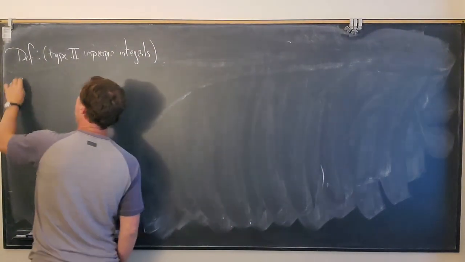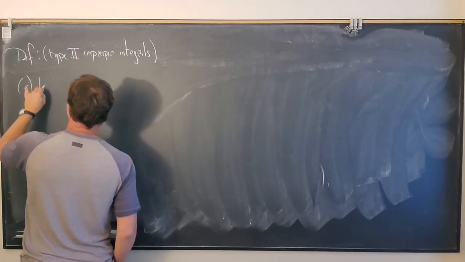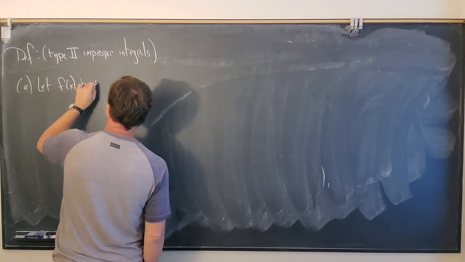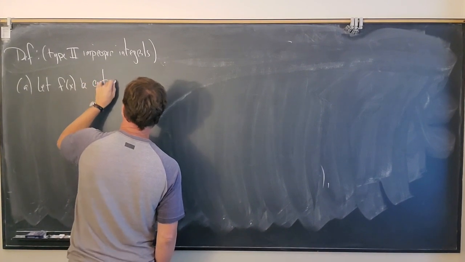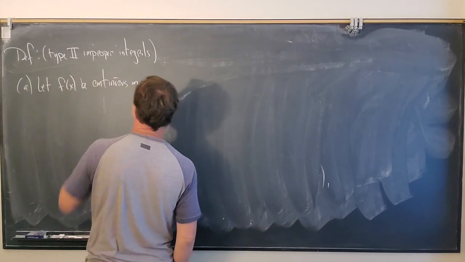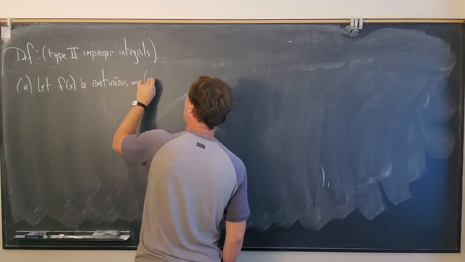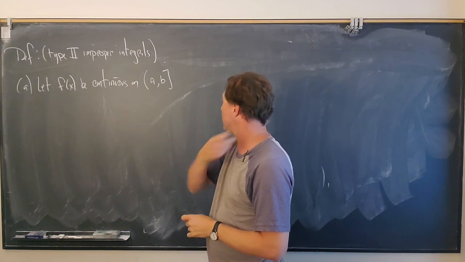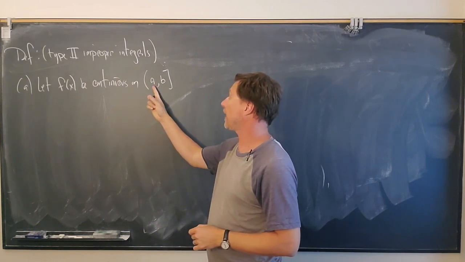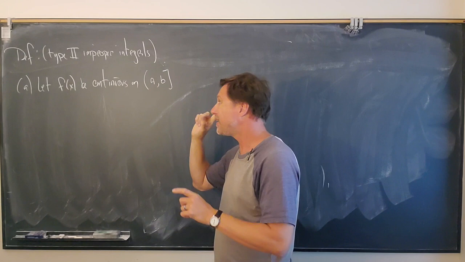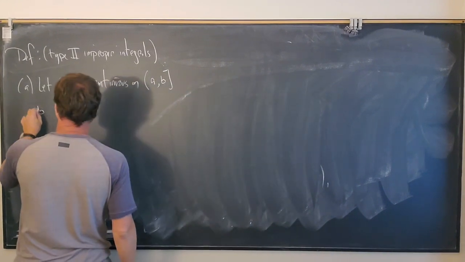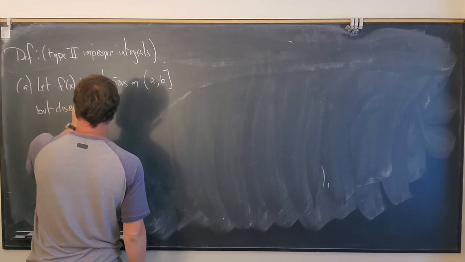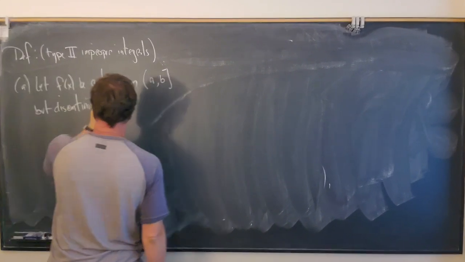And so part A, let f of x be continuous on the interval. It's going to be half open, right? So it's going to be continuous on the half open interval from a to b, open at a, closed at b, but discontinuous at a.